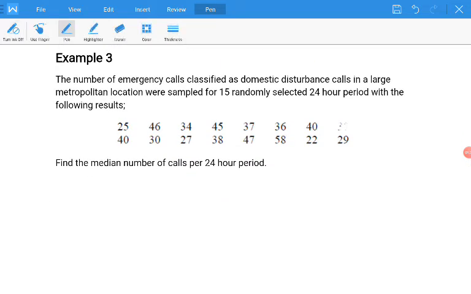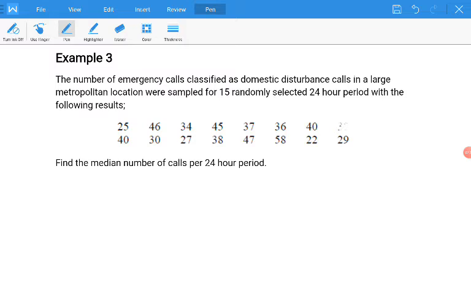Which is example 3. The number of emergency calls classified as domestic disturbance calls in a large metropolitan location were sampled for 15 randomly selected 24-hour periods with the following results. Find the median. So from definition, we learned that the median is the central score of observations that have been ordered by magnitude. So the first thing here is to order these observations by magnitude.